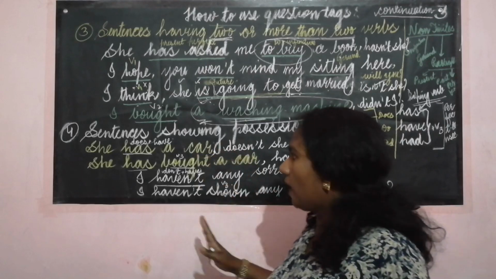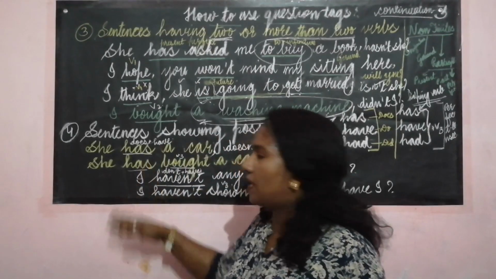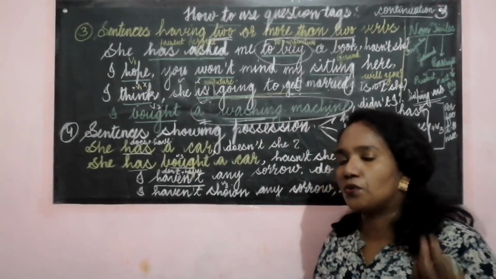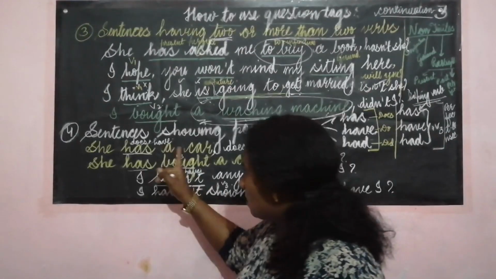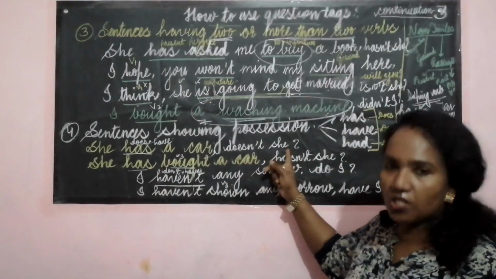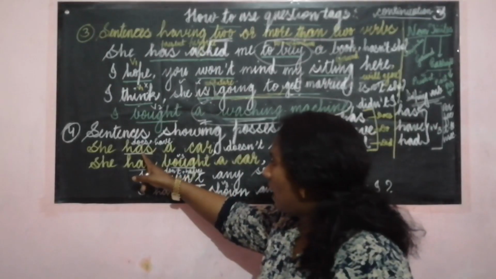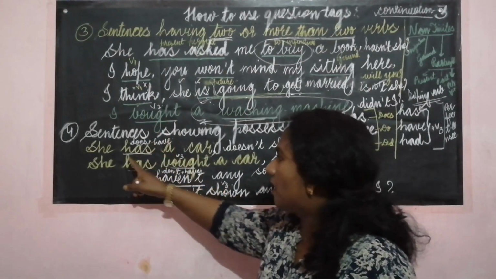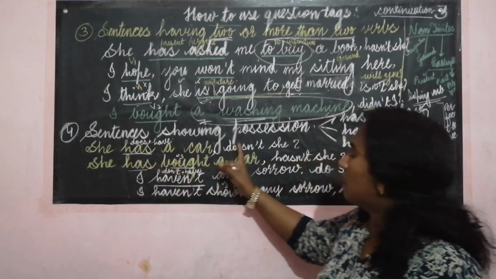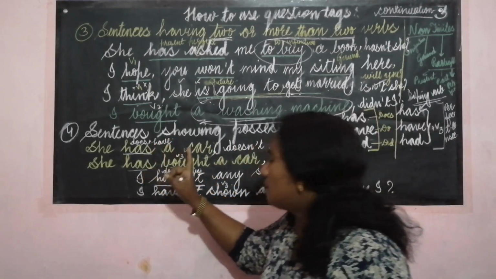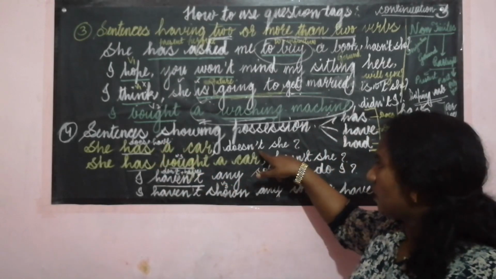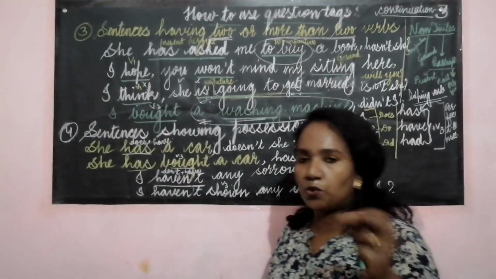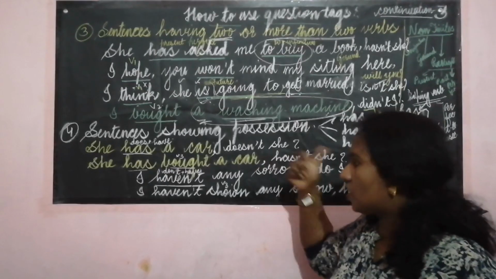Therefore, if you write the question tag as hasn't she, that sounds quite good, but it is always better to write it in this way. Doesn't she? Has means does plus have. She does have a car. As it is a positive and possessive case, we will have to express its question tag as doesn't she.